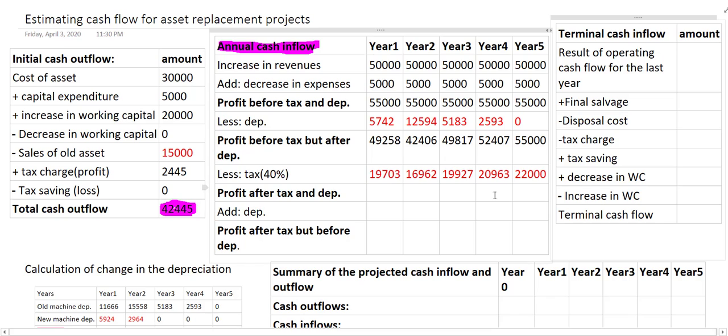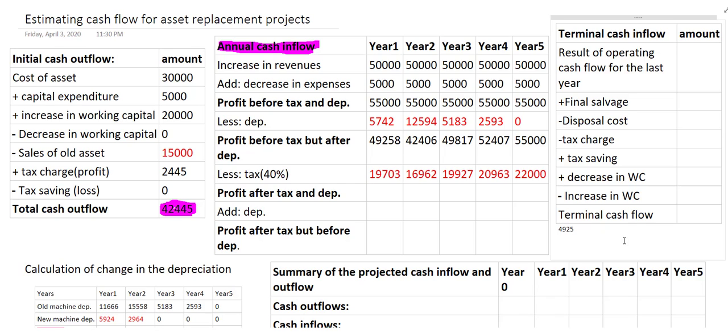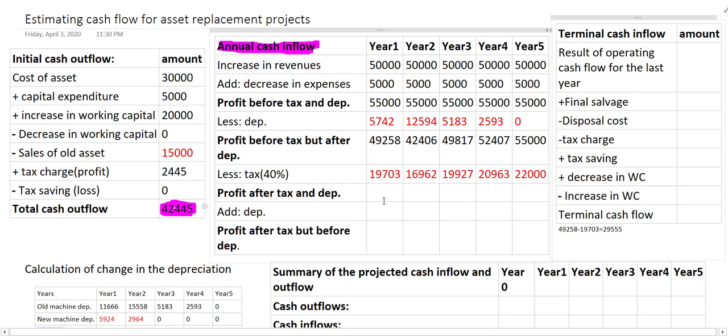How much is the amount of profit before tax and depreciation? 49,258. Yeah, that's correct. Minus the amount of 19,703, right? So this becomes the amount of profit after tax and depreciation: 29,555. For the rest, you can calculate in this way for the rest of the years.